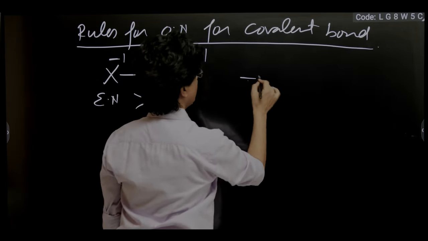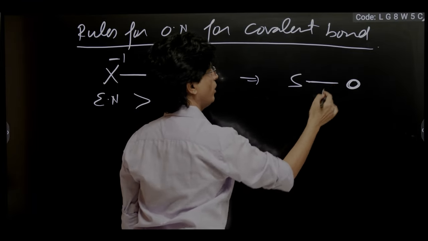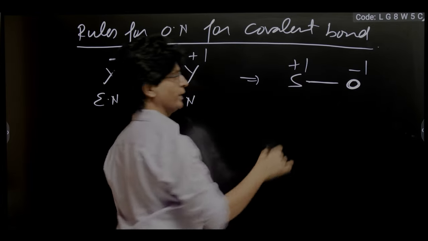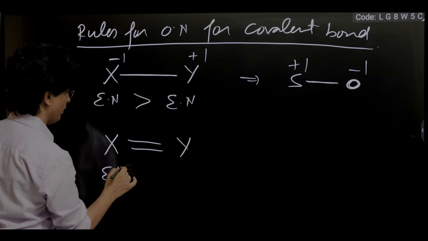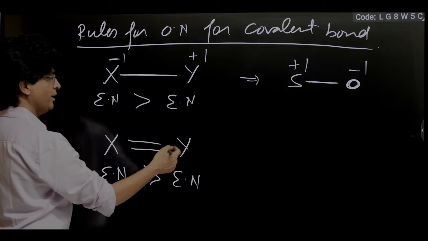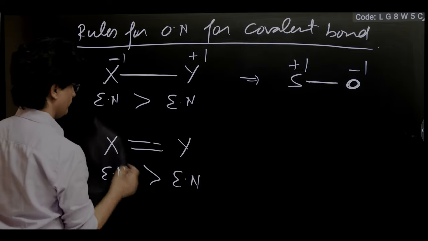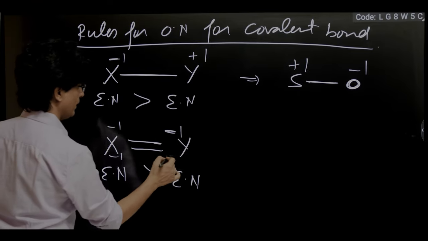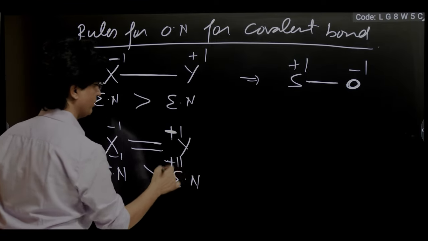Okay, say for example, let's take sulfur and oxygen. For one bond, a covalent bond, oxygen is more electronegative, so for each bond it will get minus 1 and the other will get plus 1. Now if I have X double bond Y, and the electronegativity of X is more than that of Y, in that case for each bond it will be minus 1. So, sorry, out here, this will be minus 1, minus 1 for the upper bond, and minus 1 and plus 1 for the lower one. Minus 1, minus 1 becomes minus 2, plus 1 and plus 1 becomes plus 2.